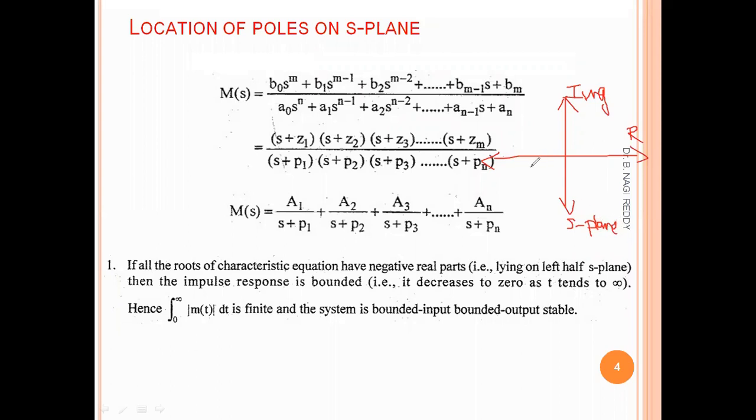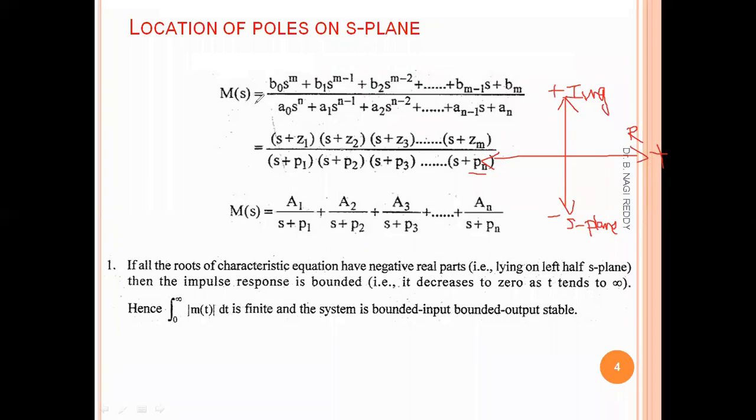From the location of the poles, we will decide the stability of the system, how it will be. Okay, so this is the positive x-axis or positive real value, and here it is the negative x-axis or negative real value. Similarly, this is positive imaginary, and the bottom one is negative imaginary. We all know these positives and negatives, right? So how to determine the poles?